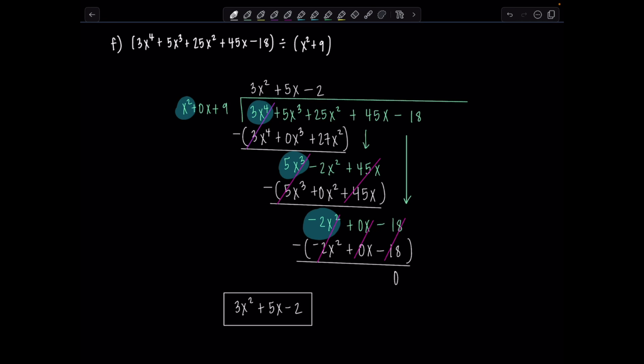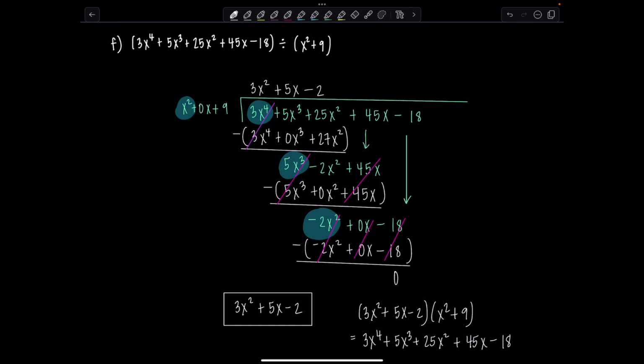And actually, what this means for us is that 3x squared plus 5x minus 2 times x squared plus 9 gives us back the dividend. Who's the dividend? This guy. So if you were to sit there and multiply all that out, you should get 3x to the 4th plus 5x cubed plus 25x squared plus 45x minus 18.